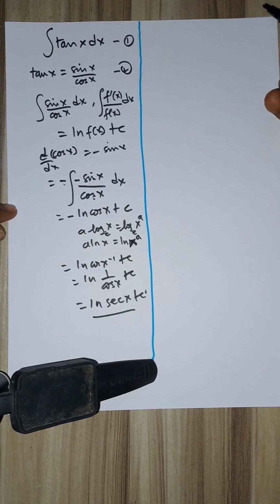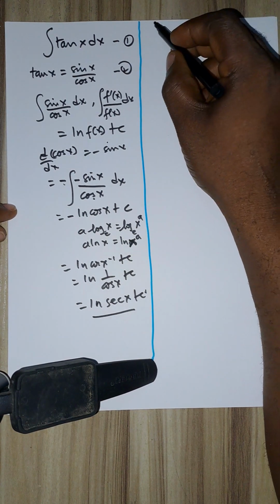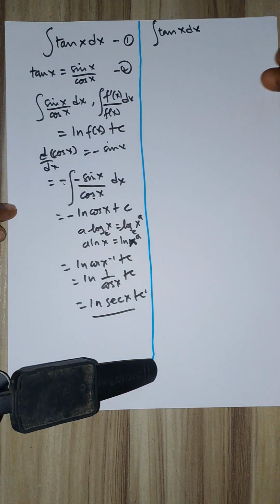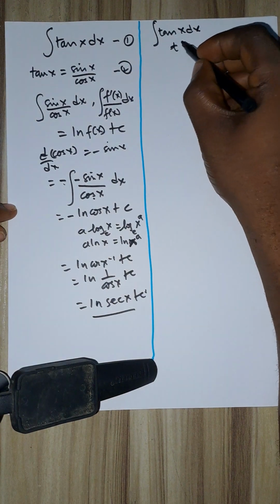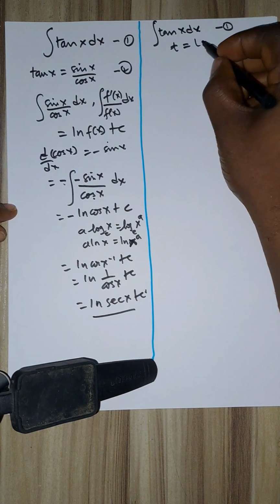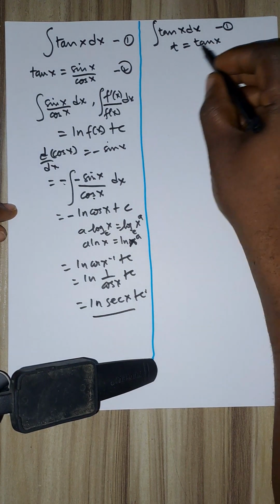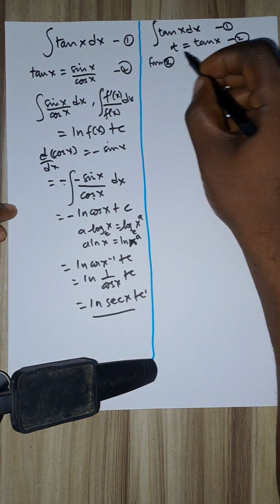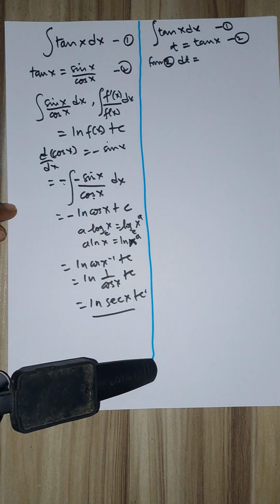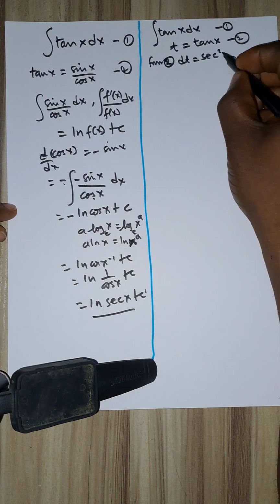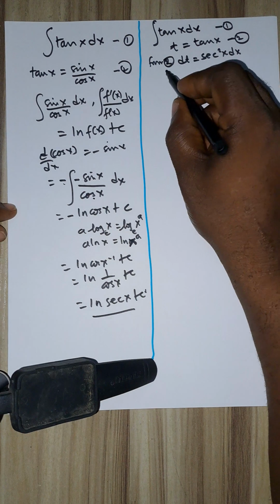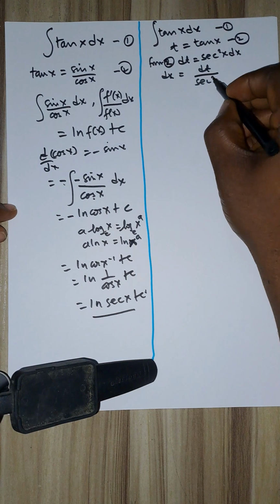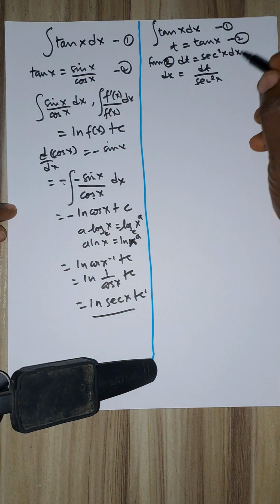Or alternatively, you can do it this way. You can say that the integral of tan x dx, let t equal, call this one, t equals tan x. So if you differentiate, this is 2. If you differentiate tan x from equation 2, you get dt equals sec squared x dx. So dx will be equal to dt over sec squared x. Call this equation 3.